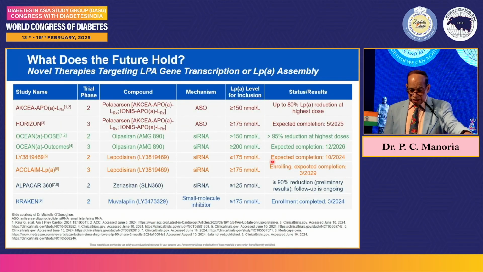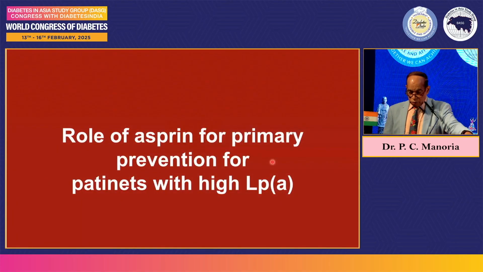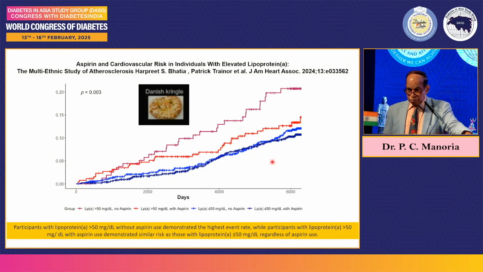Besides this antisense to ApoA, pelacarsen, three small interfering RNAs are being tried: olpasiran in the OCEAN trial, lepodisiran in the ACCLAIM trial, and zerlasiran in the ALPACAR trial, and one oral agent is also being tried. You can see muvalaplin, the KRAKEN trial was released in AHA 2024. Aspirin we prescribe to patients with elevated LPA. Usually we do not prescribe aspirin for primary prevention, but here the results have shown benefit because LPA is thrombogenic also because of its homology to plasminogen.